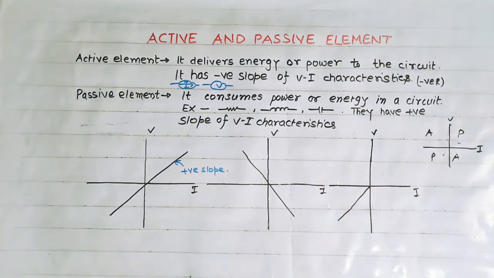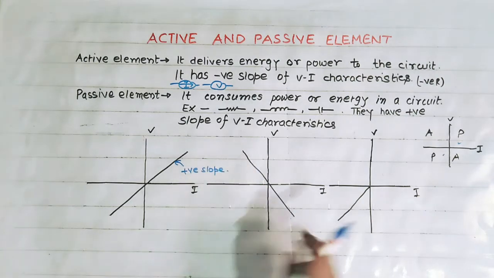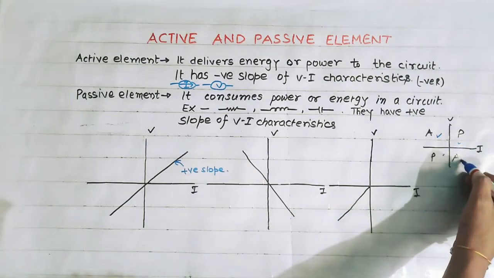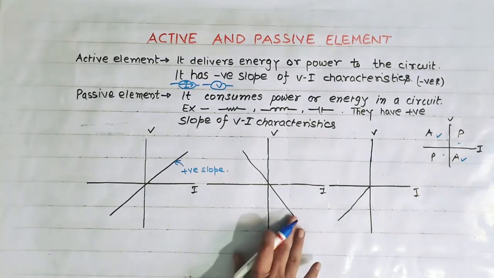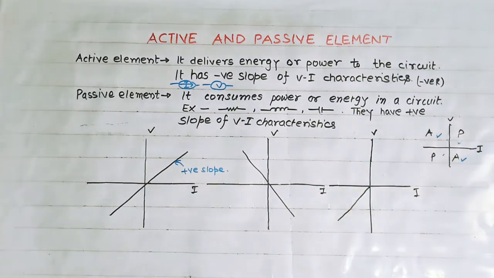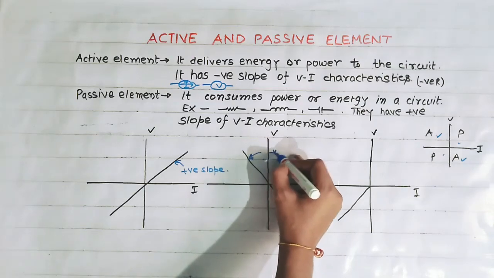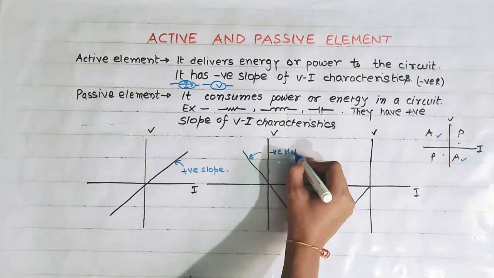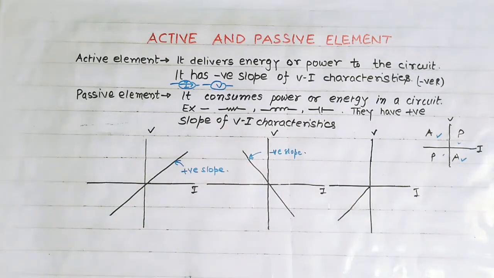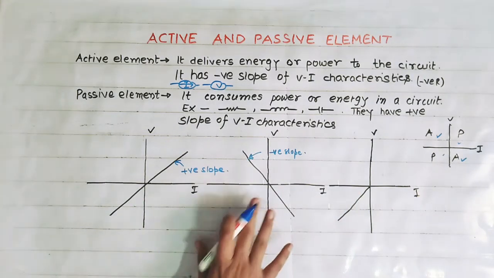Now see the second characteristic. In this characteristic, this straight line lies in this quadrant and this quadrant. Okay, this straight line lies in these two quadrants. And second, we can clearly see that it has a negative slope. Negative slope means negative resistance. It means it is an active element.